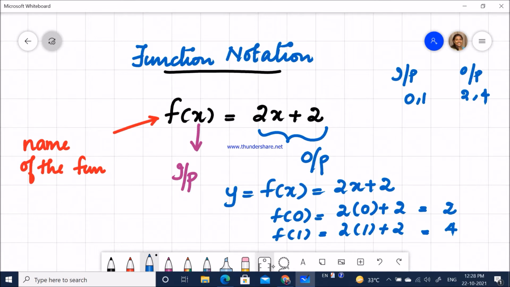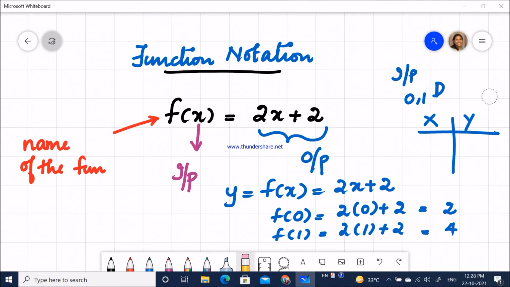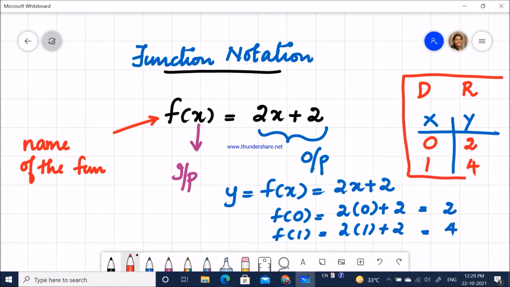So this is what a function notation is. f is the name of the function, x is the input value, and the corresponding output value is the y value, that is 2 and 4. We can represent that in the form of x, y. X is the domain value and y is the range value. So the x values are the domain, and the corresponding y values are the output, the range. If the value of x is 0 the corresponding range is 2. If the value of x is 1 the corresponding range value is 4. So this is how the particular function is defined. So x is considered as the input and y is considered as the output or the corresponding range.